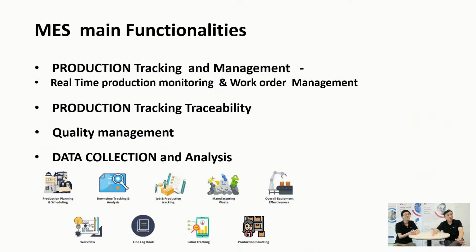Followed by the MES main functionality, where production tracking management is concerned, real-time production monitoring, and also work order management. This is very common in the whole manufacturing: production tracking, traceability. Traceability is related to smart inventory, where things are moving, where they are, from incoming material, where they are heading to, at which part they are located. These are all under traceability. So I won't touch the rest of the part.